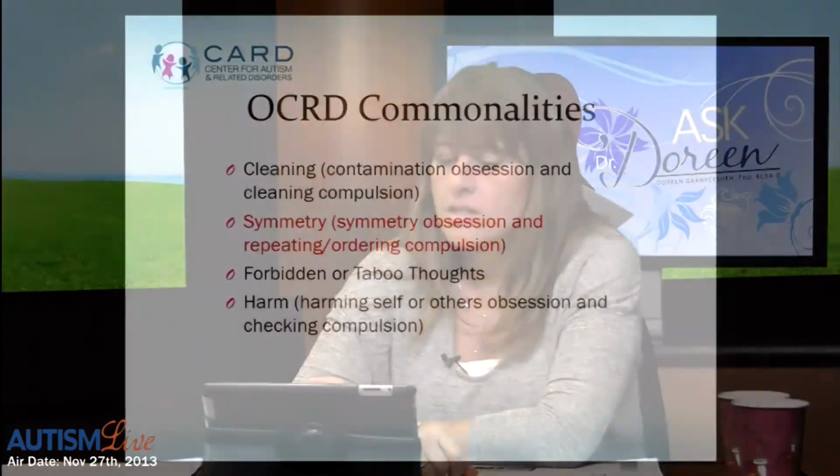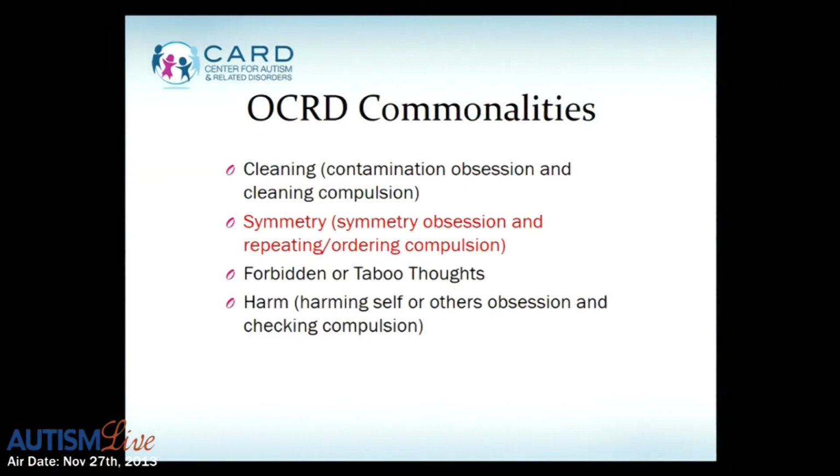So the commonalities between the obsessive-compulsive disorders are that here are some different aspects of them. The commonality, as I said, is that there's always some obsession and then there's a compulsion. So these are the different types. A cleaning OCD, which means there's a contamination obsession and then a cleaning compulsion. A symmetry type of OCD, which means there's an obsession about things not being in perfect order, symmetry, and then there's a repeating or ordering compulsion, and that's the one that you see the most in ASD.